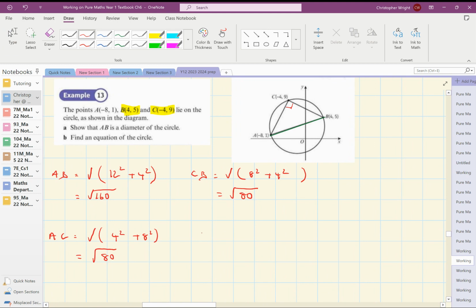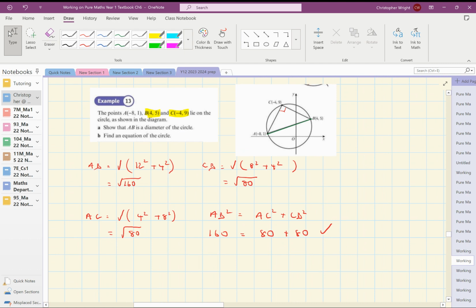So I need to take AB squared and confirm that it equals AC squared plus CB squared, because if it does, then Pythagoras' theorem holds true. So AB squared is 160, and AC squared is 80, and CB squared is 80. So yes, Pythagoras' theorem holds. So, sorry, not ABC at all, but angle ACB equals 90, which implies AB is a diameter. Good. That's part A done.